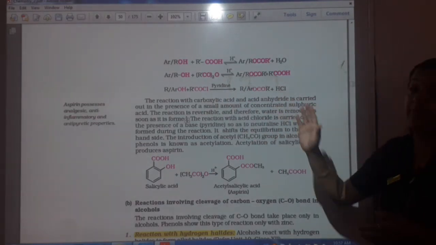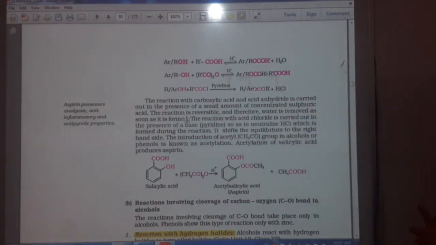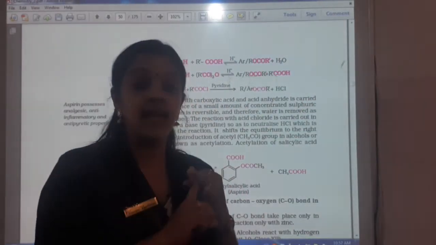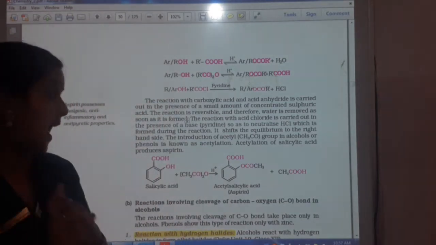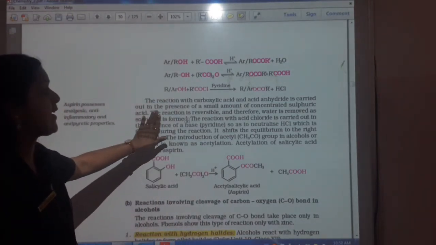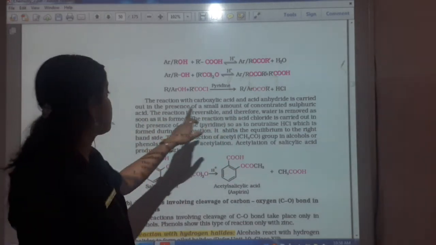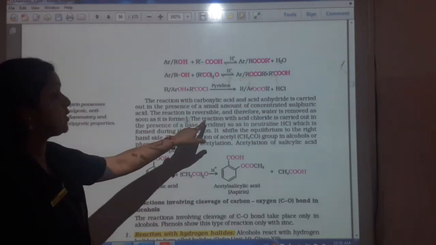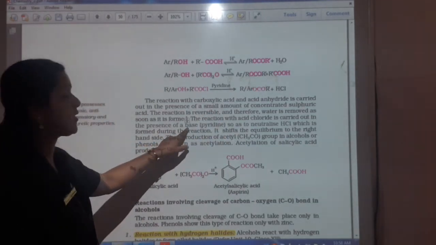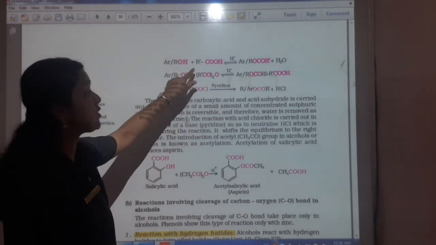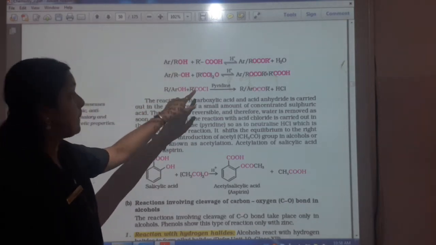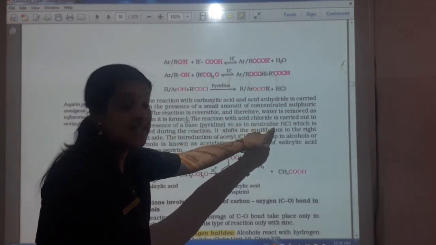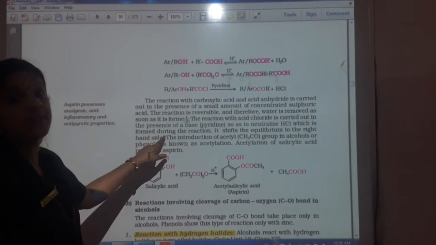So if you want to prepare an ester from alcohol or phenol, you should make sure that they react with acid chloride, acid anhydride or carboxylic acid. This is carried out in the presence of a small amount of concentrated sulfuric acid because the reaction can be reversible. The reaction with acid chloride is carried out in the presence of a base. The first two reactions are in the presence of an acid, but this reaction is in the presence of a base because you have to neutralize the HCl which is formed during the reaction.